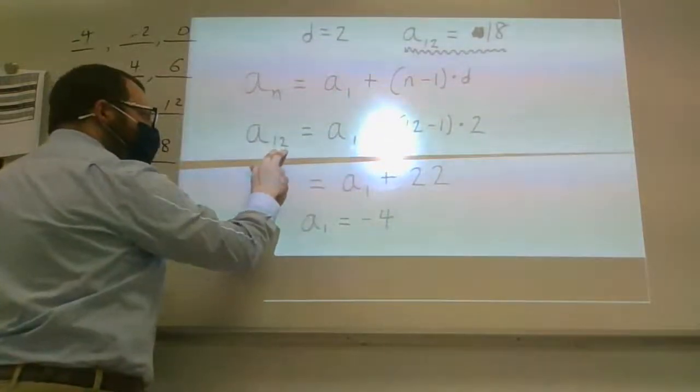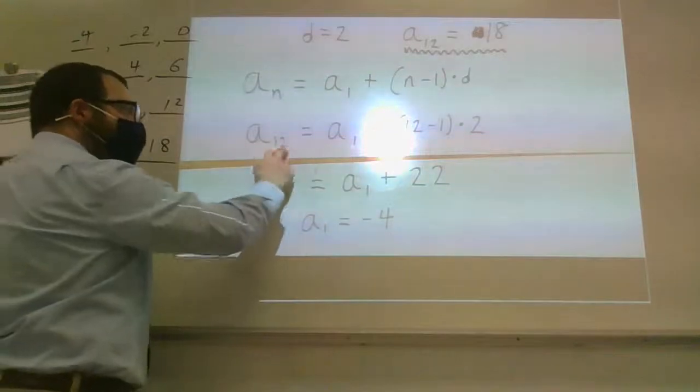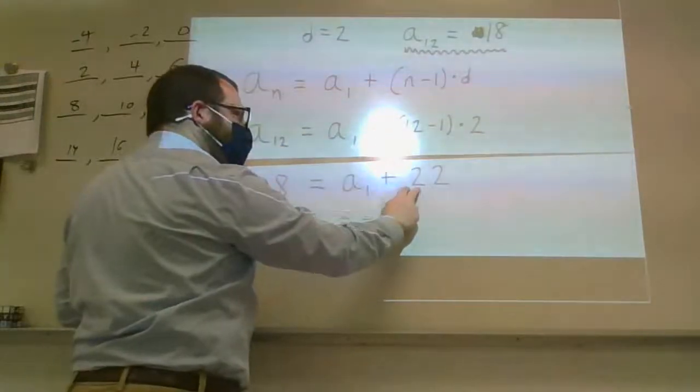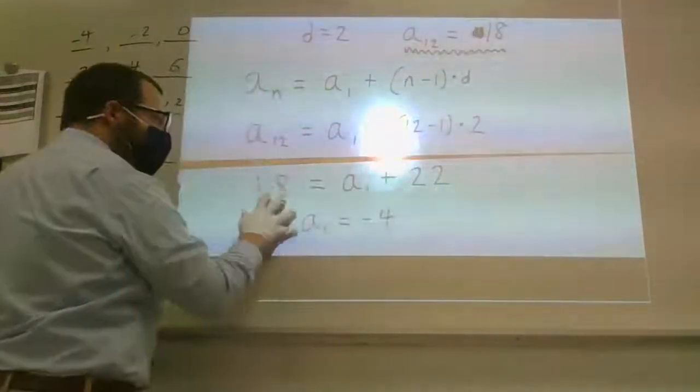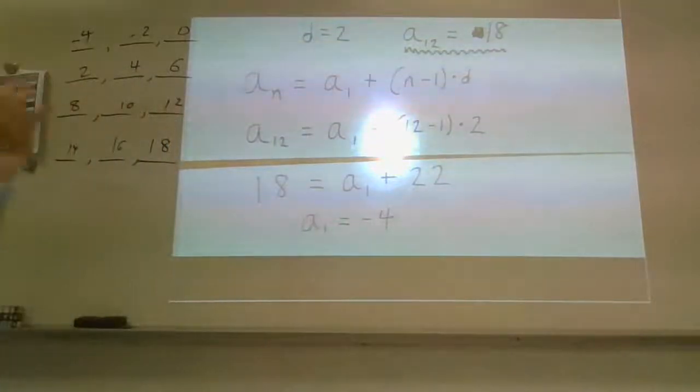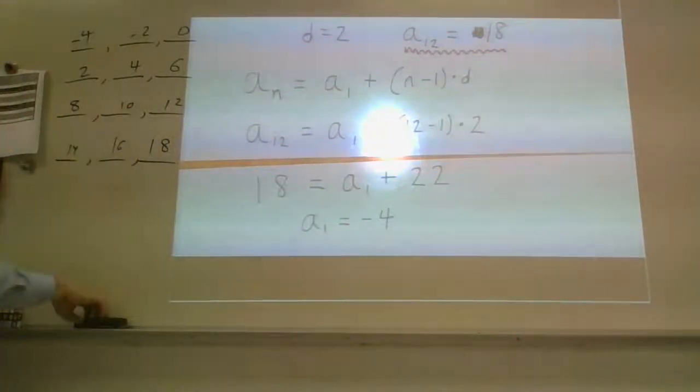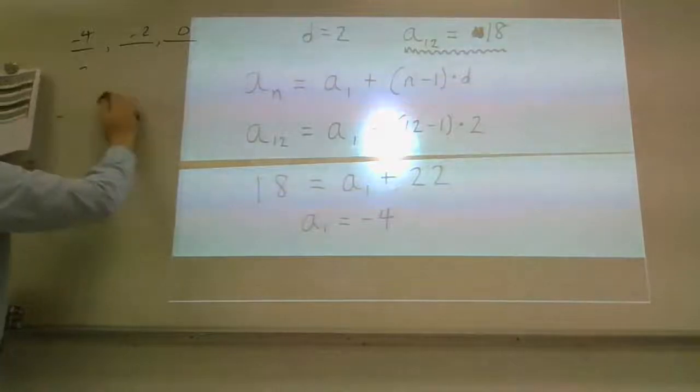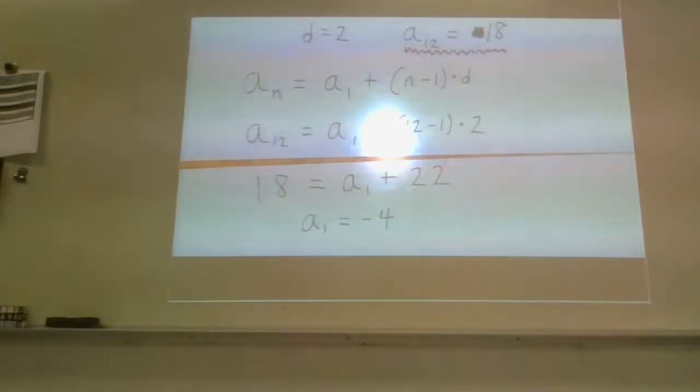I know what a sub 12 is. I can plug in that 12 for n where it's supposed to go, simplify, and solve for a sub 1 in one fell swoop instead of having to count backwards like I just did on the board right here. That's a lot of counting. Take a shortcut. It's amazing. Now, I'm not done with the problem yet.